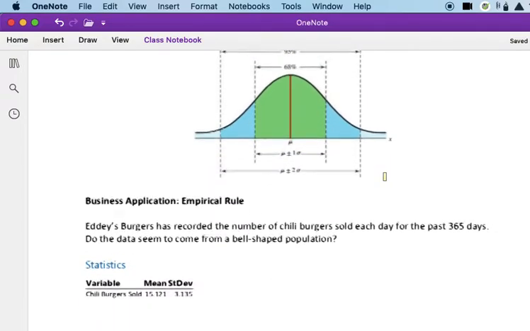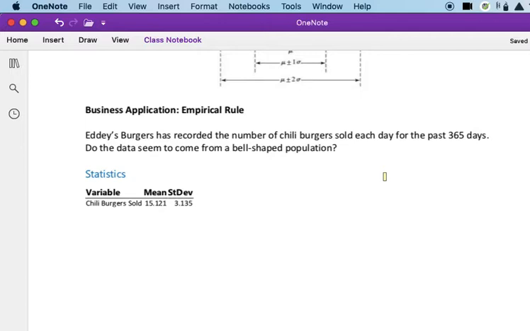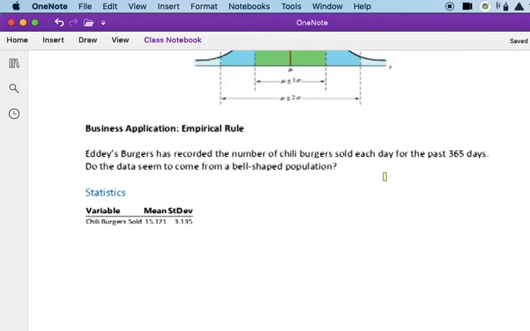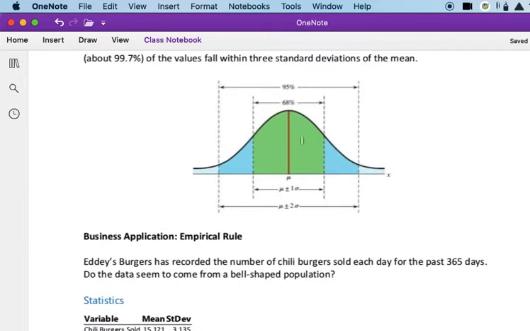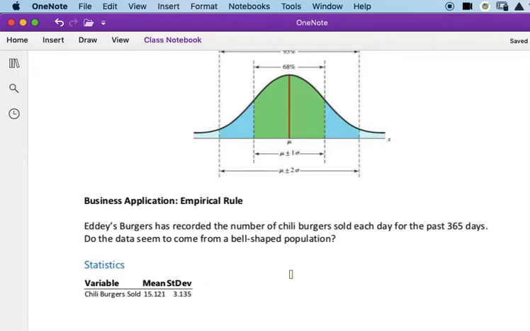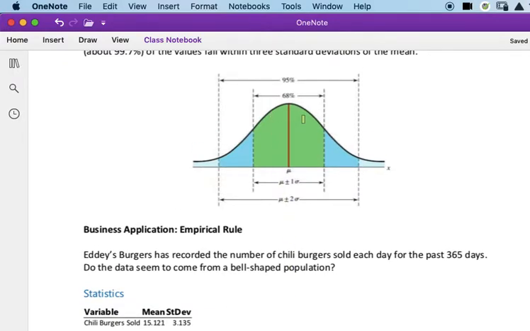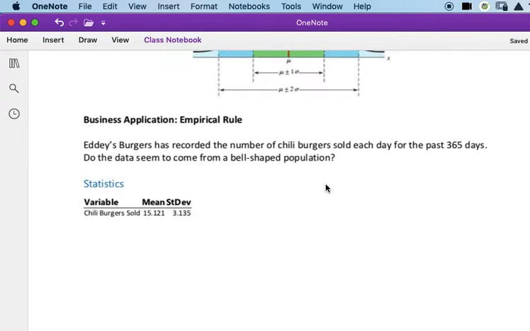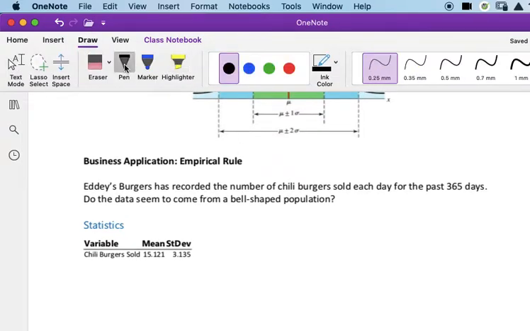So we're going to look at this problem with Eddie's Burgers. They recorded the number of chili burgers sold each day for the past 365 days. And the question is, do the data seem to come from a bell-shaped population? So in order to figure this out, it's a little bit of a process. What we need to do is find the values of these dotted lines, the ranges, using the mean and the standard deviation, which I've already calculated using Minitab. And then we need to see if about 68% of the data fall between those two lines. So what we're going to do is start by calculating.